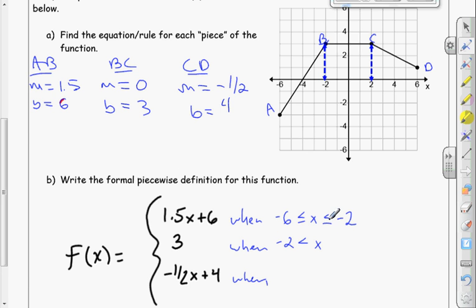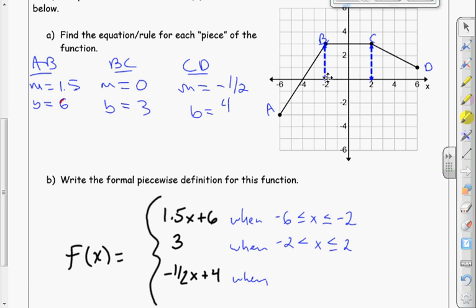I already included it here. I don't need to include it again. As long as I include it in one of them, since it's actually the point at which both of them meet, we'll cover ourselves. And then it goes to positive 2. Now I'm going to include positive 2, which means I won't include positive 2 when I write the next interval.